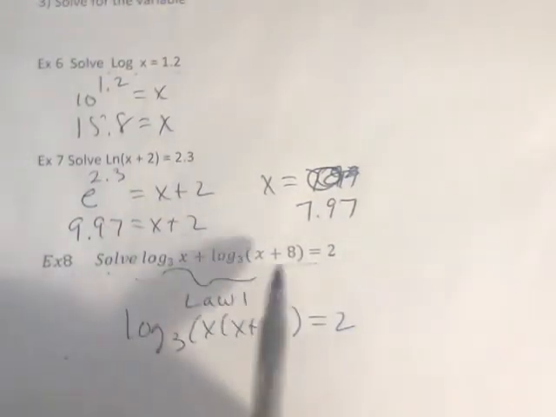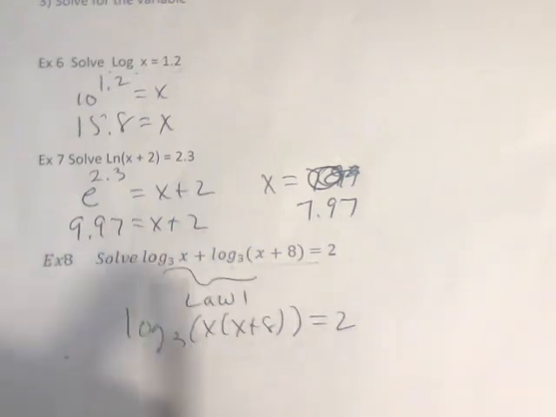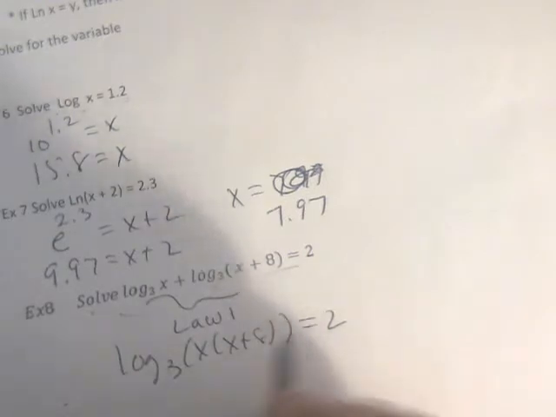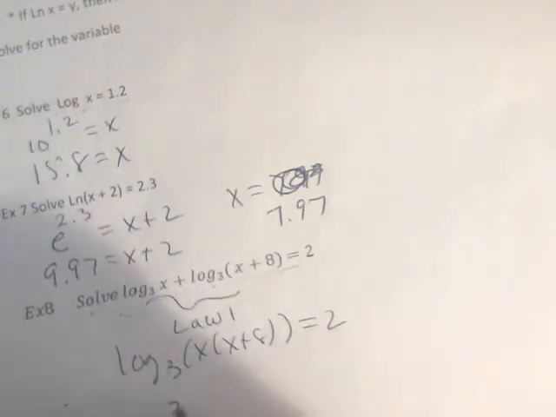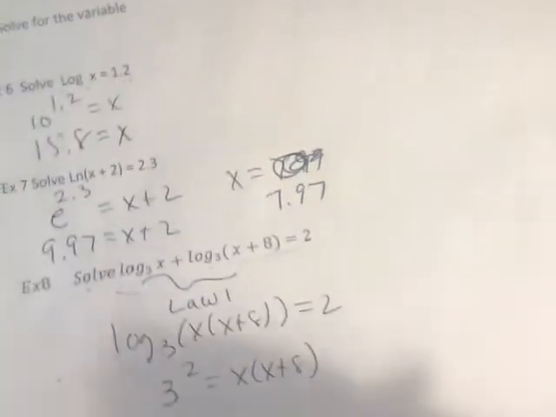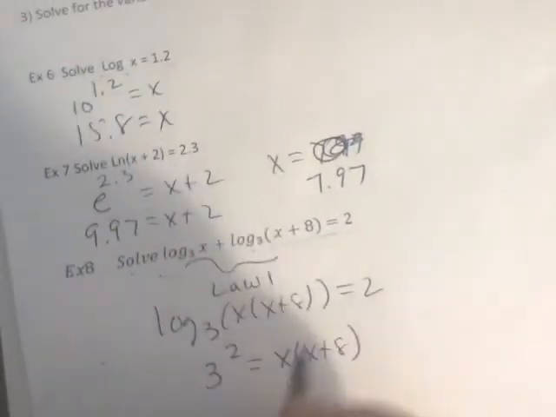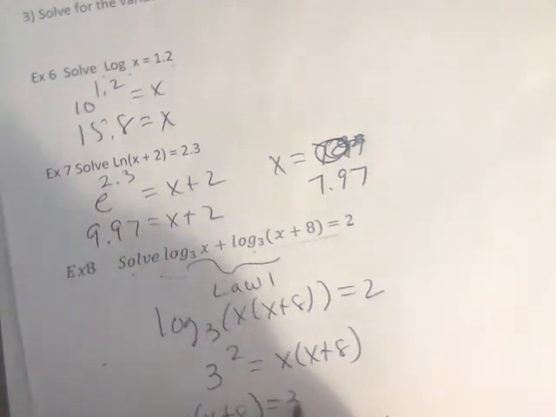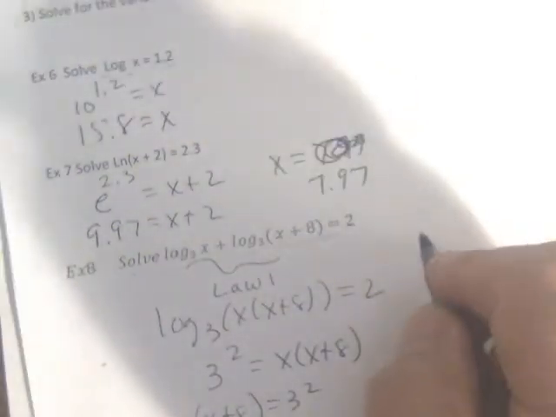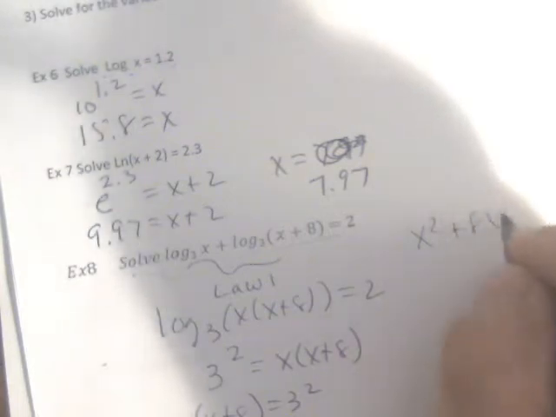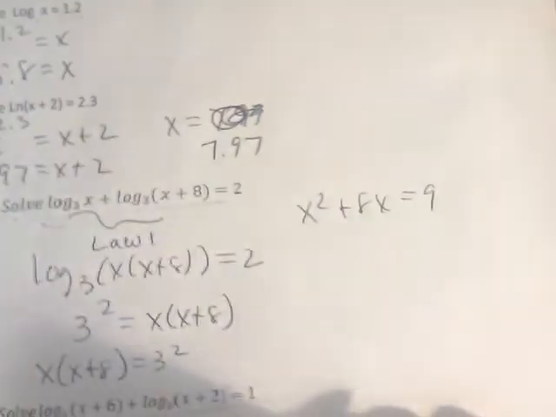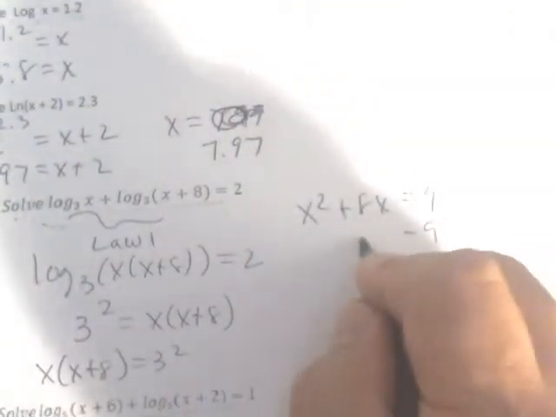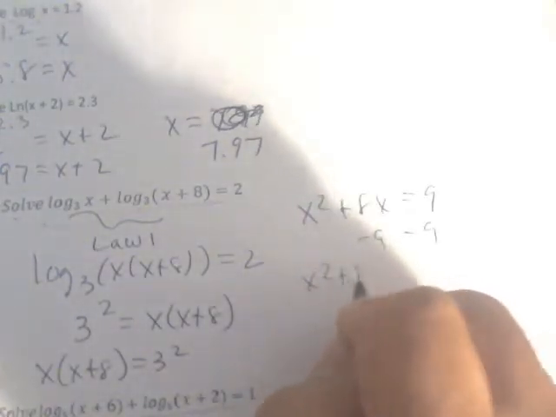I'm taking what we did using the laws of logarithms, creating a single log. Now I can say 3 to the second power is x times x plus 8. So what I'm going to do now is I'm just going to interchange my sides, and I'm going to continue to solve. x squared plus 8x is 9. Subtract 9 because now I have a quadratic.